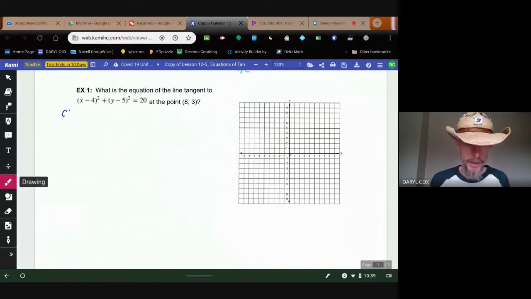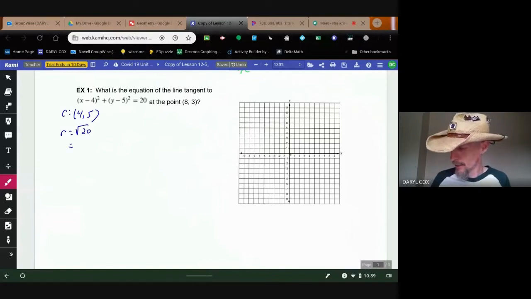Remember my circle: hopefully you remembered the center of the circle is (4, 5). The radius is going to be the square root of 20. For the sake of graphing my circle, I know that the square root of 20 is approximately 4.47. I need a decimal there because I don't have the square root of 20 on my graph. So when I go to graph that, that's (4, 5). There's my center. And 4.47 is about 4.5.